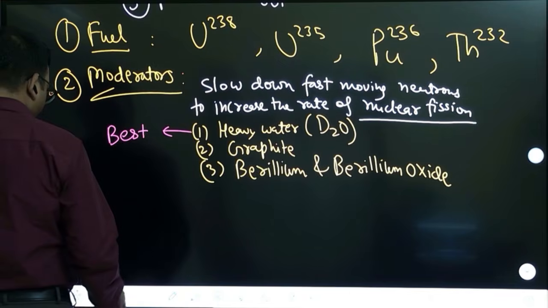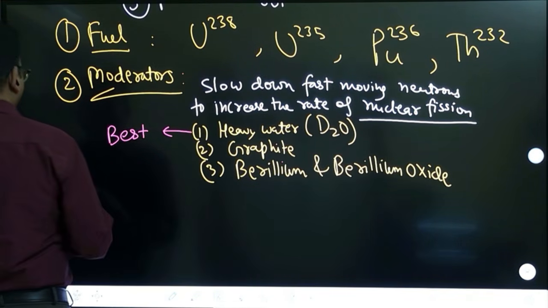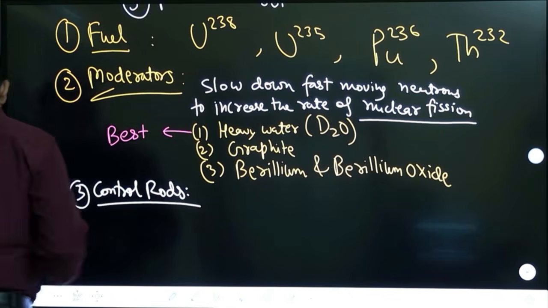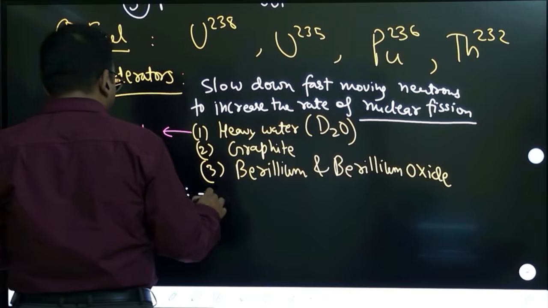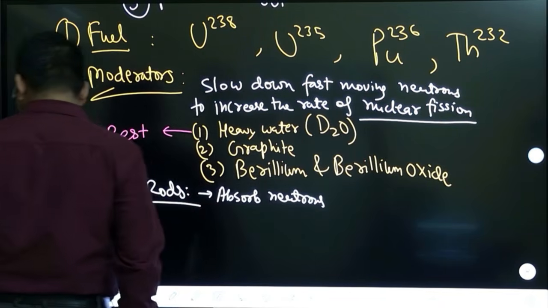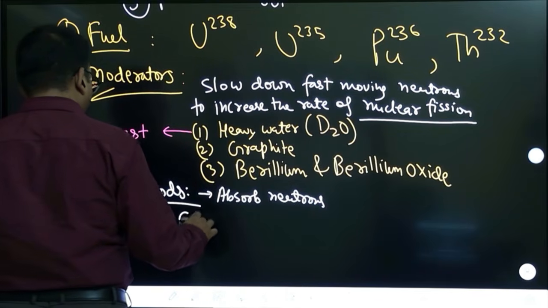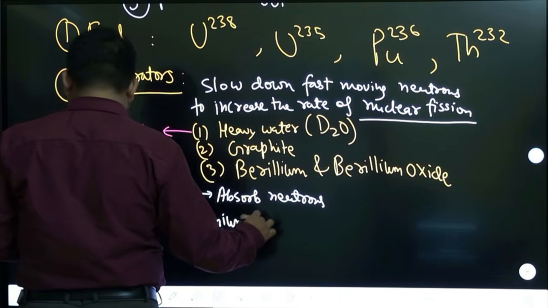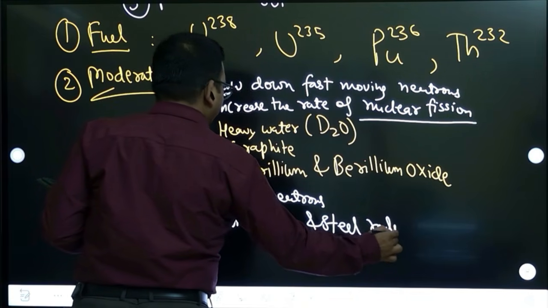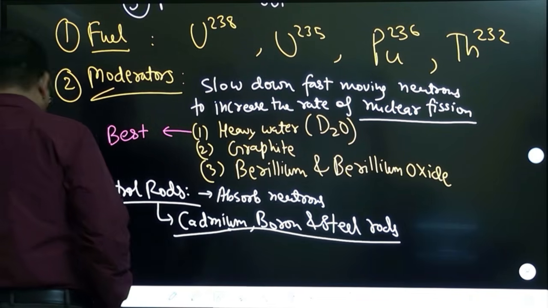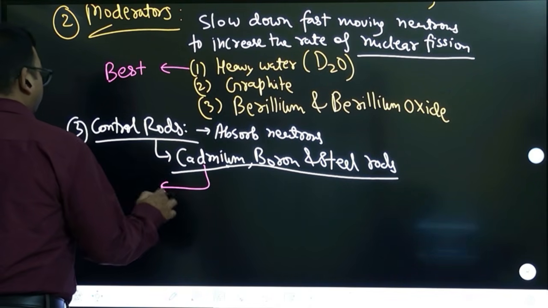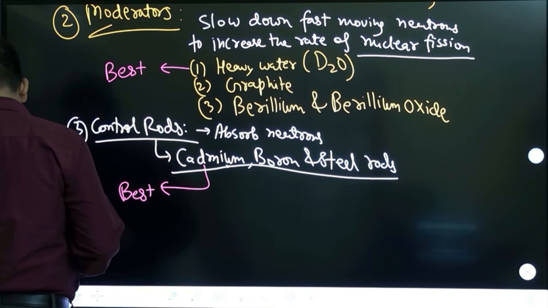Okay, so let us go to the next: control rods. They will absorb neutrons. So already we have given examples: cadmium, boron. Sometimes steel is also used. Steel rods are also used. Cadmium, boron, and steel rods are used. But out of all of these, cadmium is the best to absorb.